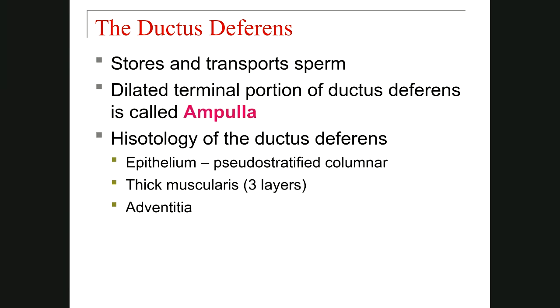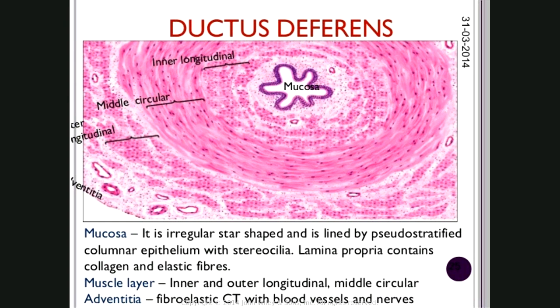The ductus deferens can store and transport sperm. The dilated terminal portion of the ductus deferens is called the ampulla. For the histology of the ductus deferens, we have epithelium, which is pseudostratified columnar. We have a thick muscularis externa, which contains 3 layers, and the last part is called adventitia. Here you can see the cross section of the ductus deferens, which is a star-shaped tube, as you see here.